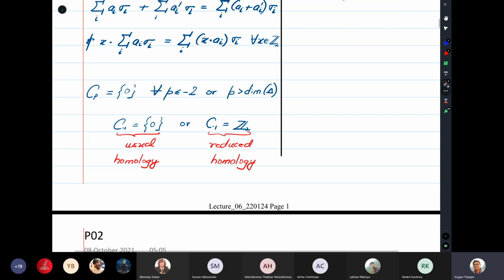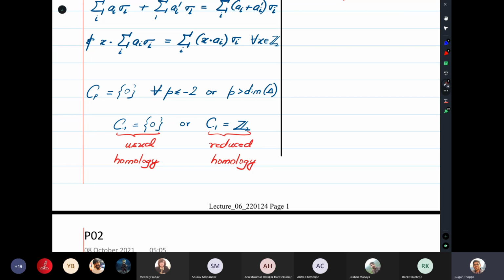And then we said we will define C_{-1} differently. When I say we are working with usual homology, we will define C_{-1} as the trivial vector space. That is, it will only consist of one element, which is the additive identity. But when I say we are working with reduced homology, in that case, we will set C_{-1} to be Z2. Some of you may have questions like why we are defining it this way. It is a bit difficult to explain why we are defining it in this fashion. It will become clear later on.